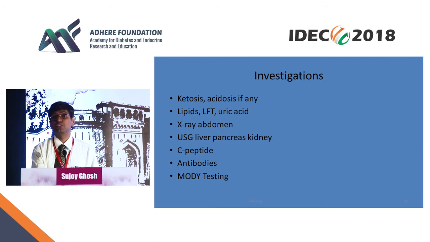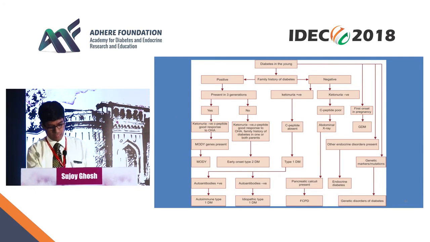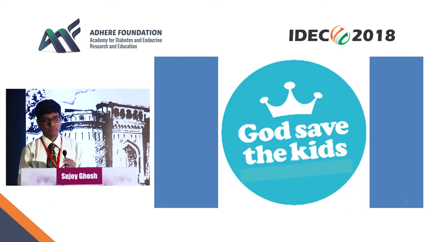Some kind of an imaging of the abdomen, particularly to rule out calcification of the pancreas and presence of fatty liver or renal abnormalities of certain varieties of MODY is important. In select cases, go for a C-peptide. Even in fewer cases, go for antibody and MODY testing. So that's a very complicated flow diagram of what I've exactly told you, but that's what I will stop with. Thank you very much.